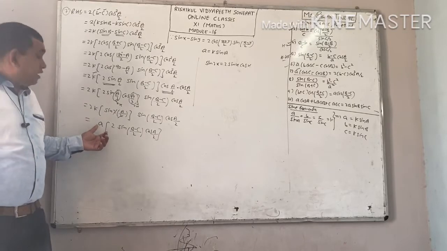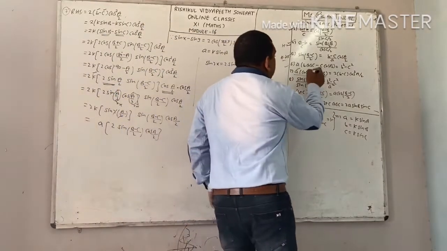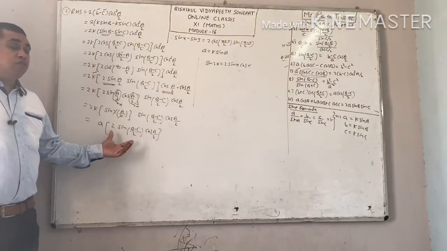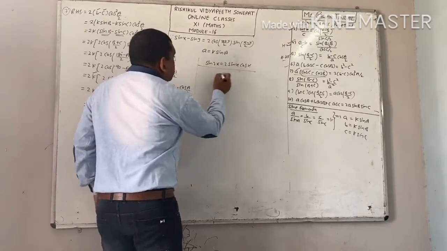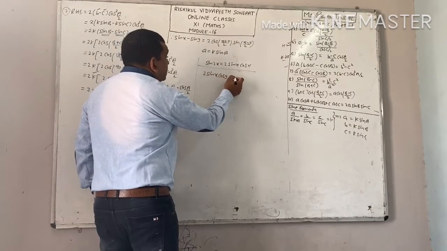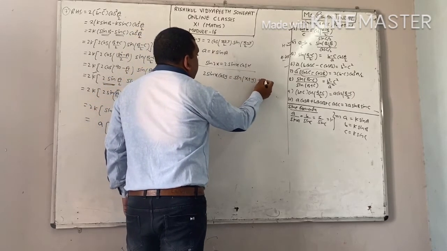One term we have already found here, that is your small a. Now I require cos C minus cos B, and you know the formula of 2 sin x cos y. 2 sin x cos y is equal to sin (x plus y) plus sin (x minus y).